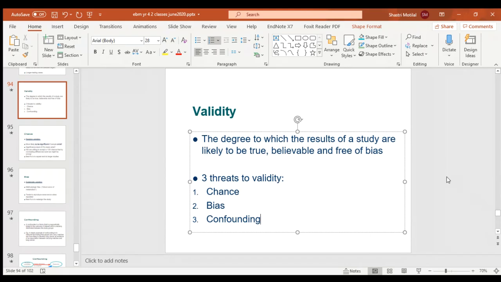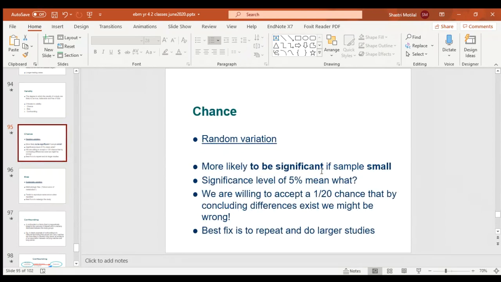Any research done, it could be a systematic review, it could be an RCT, a cohort, a case control. All these study designs we spoke about could actually have any of these threats to validity in them. The first one is chance. Chance means you do a study and out of pure chance, the study shows a positive finding. So someone did a small study with, I don't know, some treatment for COVID-19.